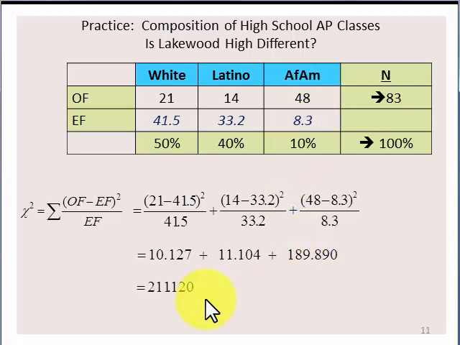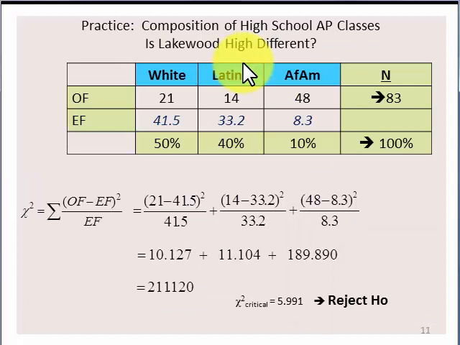So you get chi-squared obtained of 211, an obscenely large chi-squared. It trounces all over that pathetic little chi-squared critical value, so you can reject the null. And what you're saying is the pattern of ethnic distribution in AP classes at Lakewood is different compared to statewide.